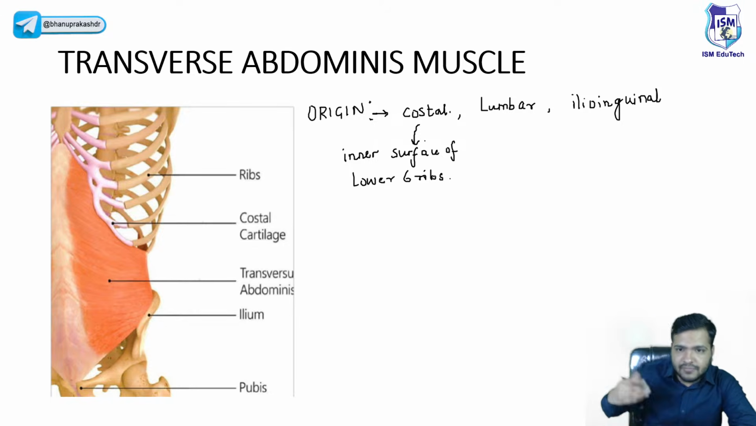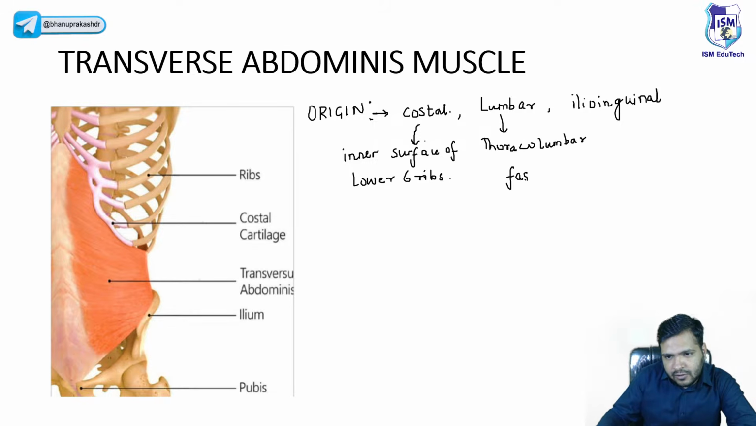Apart from that, we have one lumbar origin, and it is the thoracolumbar fascia. Yes, Hazira, right. And apart from that, it is ilioinguinal in the sense that it will arise from the anterior two-thirds of the inner lip.